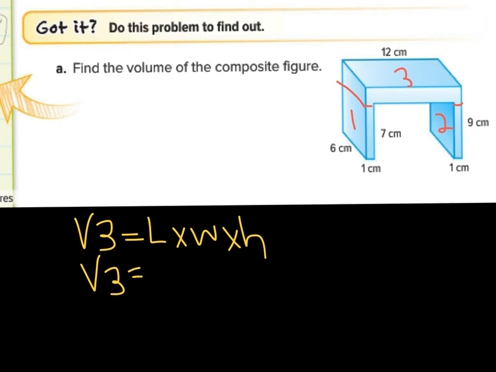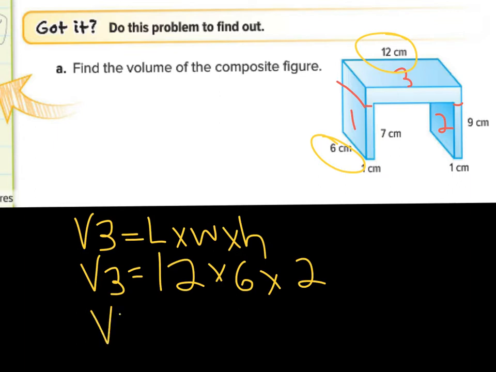It's a rectangular prism. My length would be 12, right? It goes all the way across the top right there, you can see. My width would be 6, right? And you can see that right there. And then my height, remember, it's the difference between 7 and 9, because 9 is all the way up, so it's 2. So my height would be 2. So I have 2 times 6 is 12, and 12 times 12. So the volume of 3 is 144 centimeters cubed. Okay, so I have the answer for this one.